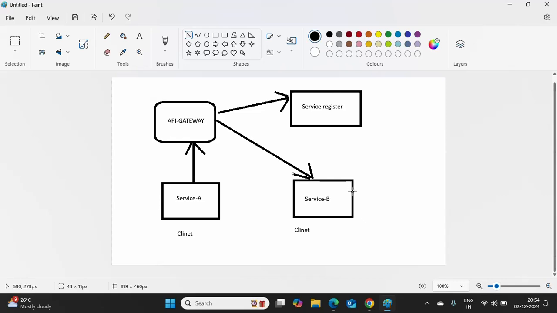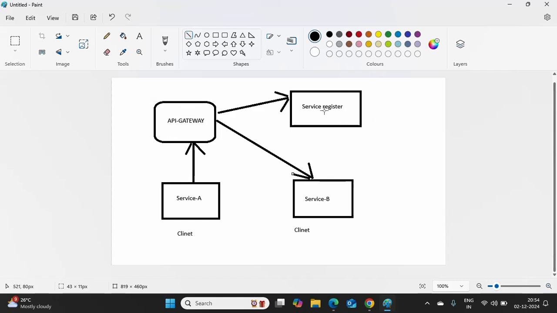Now let's say service B has the employee information API, and in service A, I want to get that employee information. Then I will simply forward this request to the API gateway. This is a fixed URL. Now I'm going to have the HTTP gateway, then after that my service name, and like that I'm going to have the URL. Then I will forward the request to the API gateway.